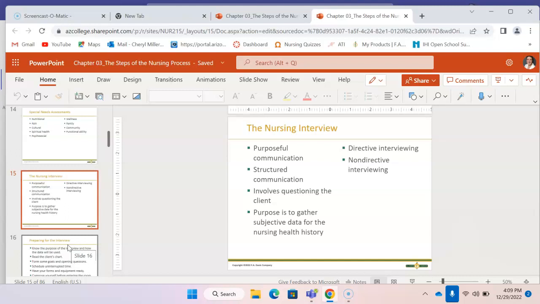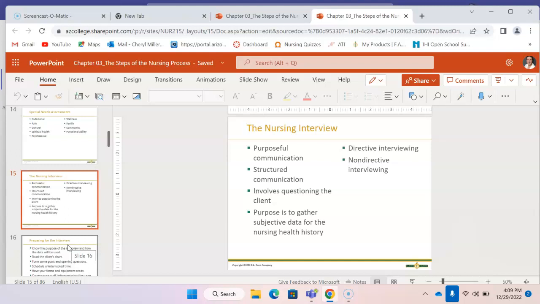So it's a directive interviewing type, and then there's non-directive interviewing type. So if you think directive, it's, did your mom have cancer? Did your mom have gallbladder surgery? Did your mom have, right? It's going through a list, and it's yes or no. Directive.